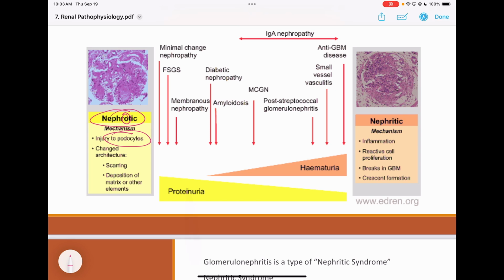So you see here the proteinuria side. We have one disease called minimal change disease. We're going to talk about membranous nephropathy. Here's your diabetic nephropathy. Still on the proteinuria side.